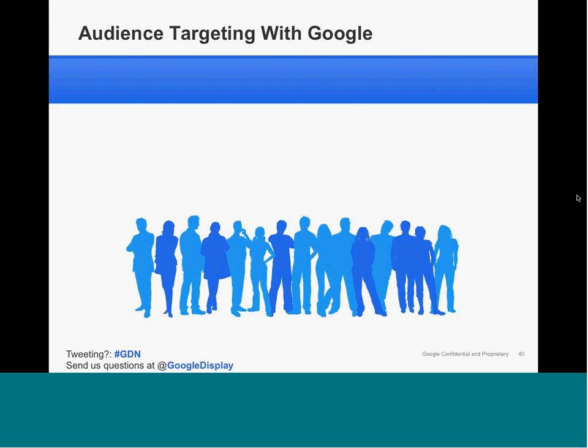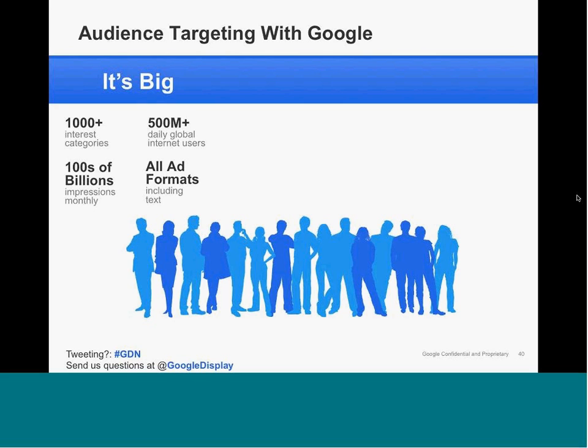Here's how it works. We look at types of pages that users visit, and then we associate their browser with relevant interest categories. You can use these categories to show ads to the people most likely to purchase your products and services. So if you can remember 3 things about audience targeting with Google, remember, it's big. You can pick from over 1,000 interest categories, and those interest categories reach over 500 million internet users worldwide each day. To put that in perspective, other behavioral targeting partners reach between 200 million and 500 million users each month. We reach over 1 billion users in 1 month.